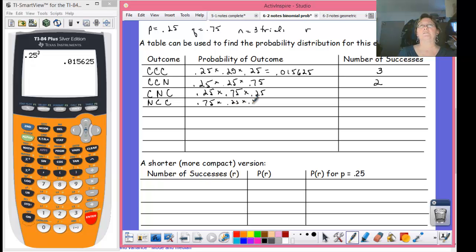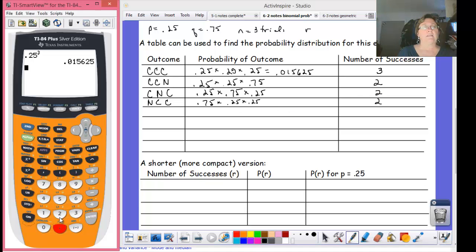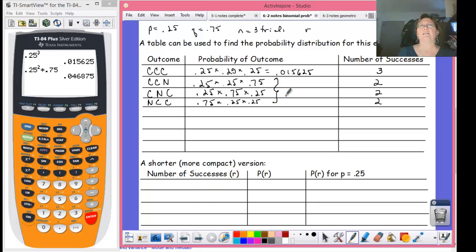0.25 times 0.25, and let's figure a probability for those. All of those have two successes. 0.25 squared times 0.75. Each of these is 0.046875. We could have only one right answer, so the first one correct and the next two incorrect.